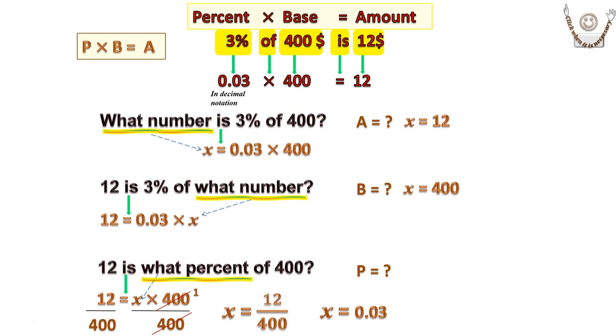It's decimal notation. For all calculations, we have to use decimal notation for percentage. This is why, if you have to show the answer, you have to convert decimal notation into percent. It will be 3%, because 3 hundredths or 3 over 100 is just 3%. Percent is a fraction with a special denominator 100.